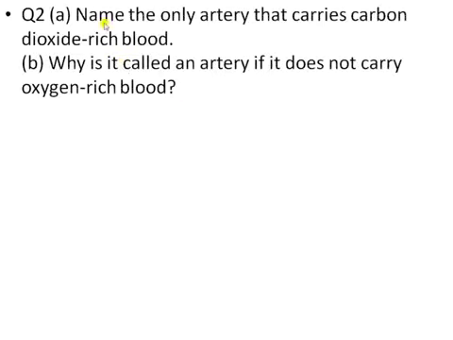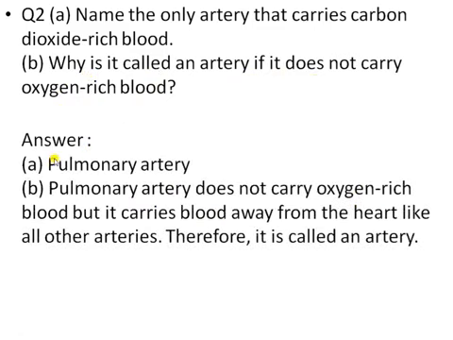Next is question number 2. Name the only artery that carries deoxygenated blood. And the second part is, why is it called an artery if it doesn't carry oxygen-rich blood? The answer is, the pulmonary artery is the only artery that carries deoxygenated blood. And why is it called an artery? The pulmonary artery doesn't carry oxygen-rich blood, but it carries blood away from the heart like all the other arteries. Therefore, it is called an artery.